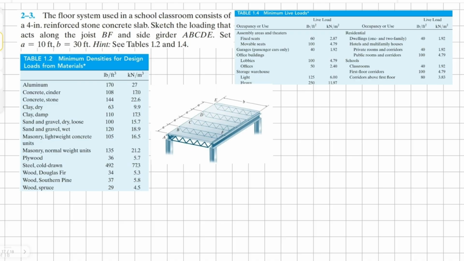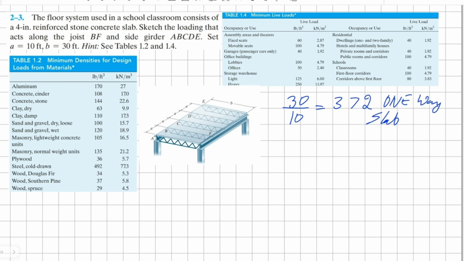ratio, length of the joist divided by the span, 3. This is greater than 2, therefore it's a one-way slab system. We can proceed with the dead load calculation now.